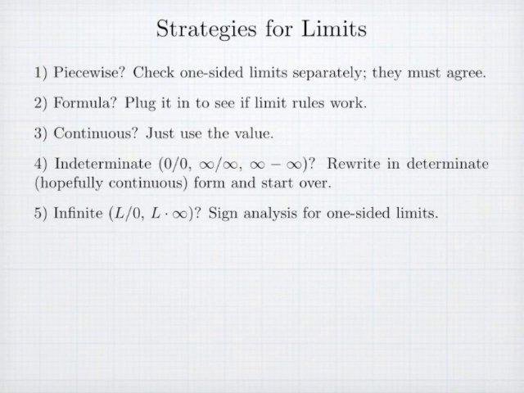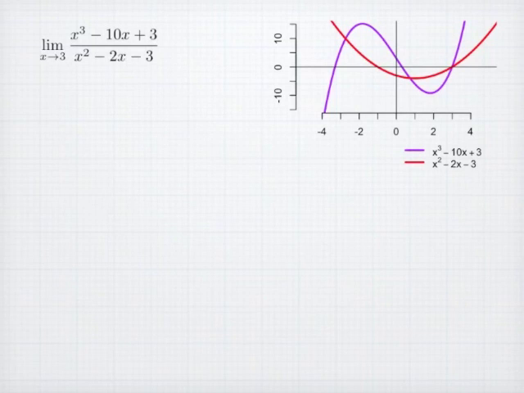If the limit form is infinite, so we get a number divided by 0, or a number times infinity, then this is not indeterminate. We have an infinite limit. We need to do sign analysis to decide the values on either side. So here's our first example.